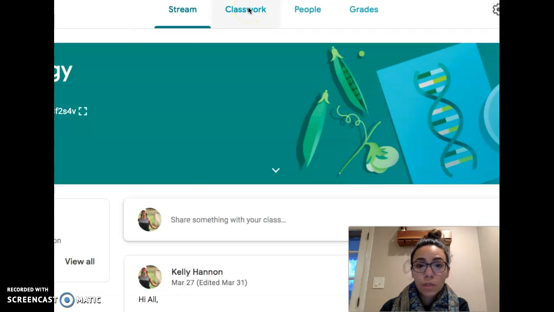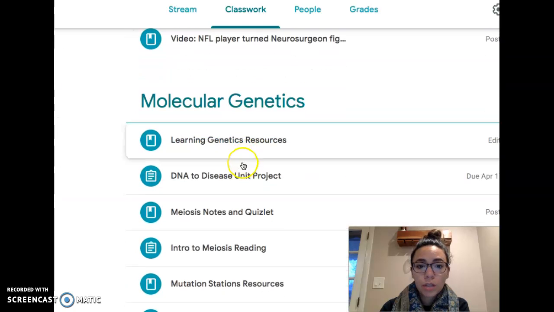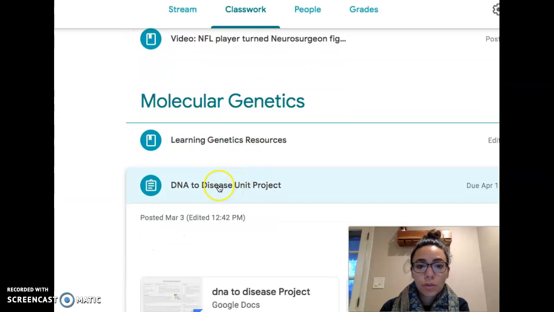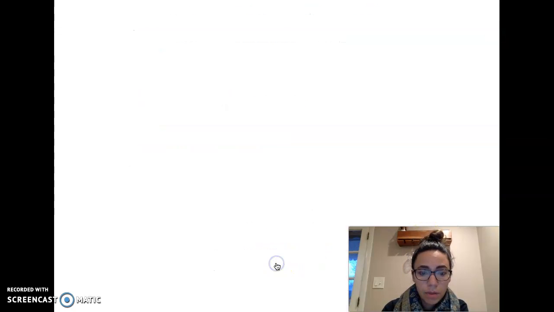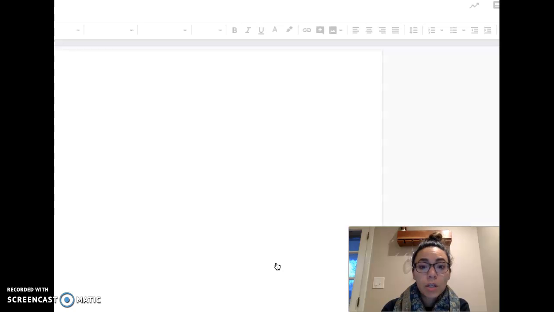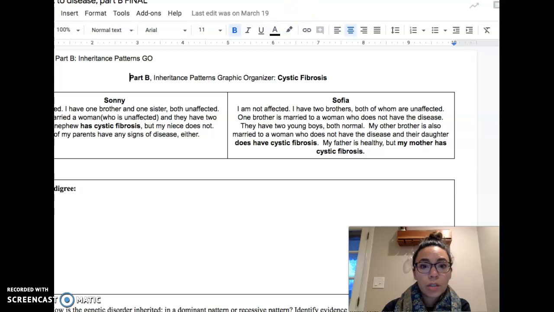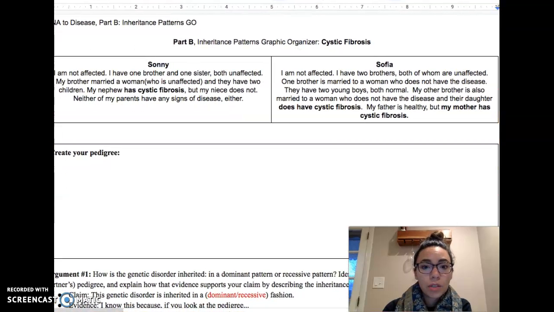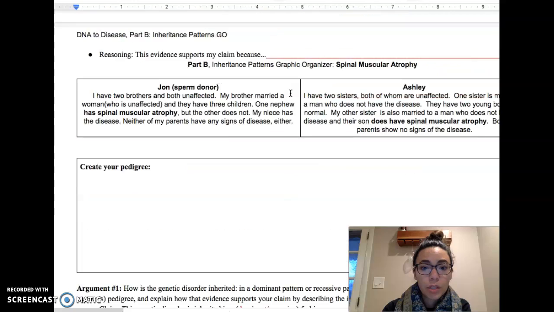So now what we're going to do is apply what we just learned to our project. So go to your unit project, DNA to Disease, and we're going to click on part B, the part B template. So when you get into the template, you are going to find your patients. Whoever your patients are, if your patient is Sunny and Sophia, that's the only one you're going to read. You're not going to read the other patients.